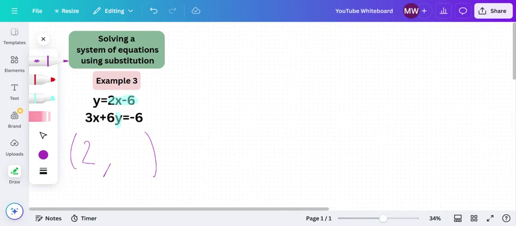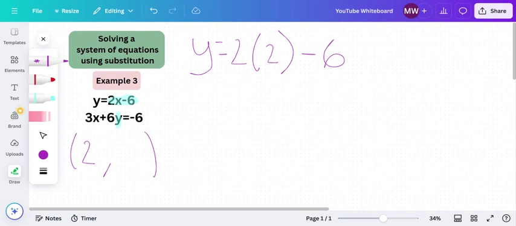So I'm going to rewrite our first equation, y equals 2x minus 6. But instead of x, I'm going to put 2 because we just solved for x. We found out x was 2. Now we're plugging it back in. And I'm going to keep that minus 6 there.